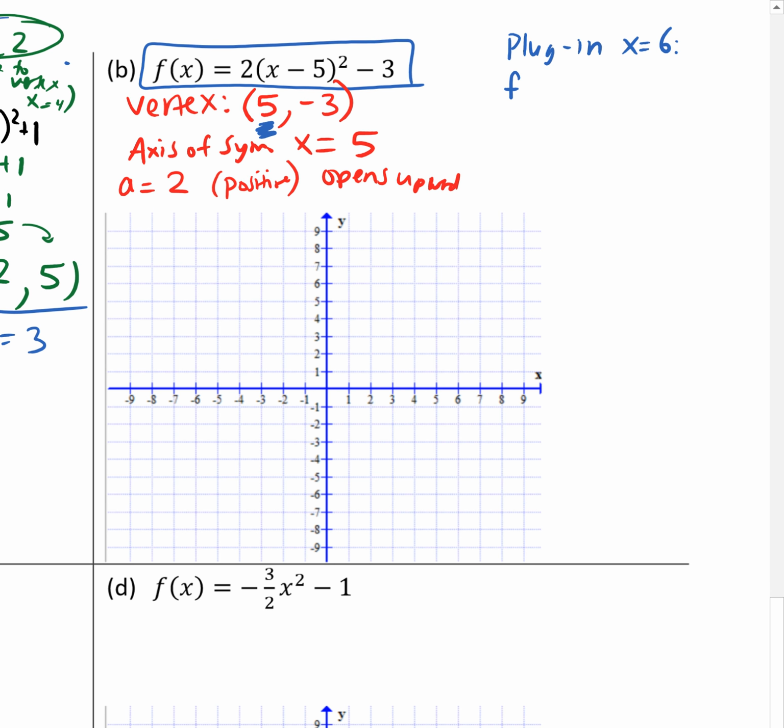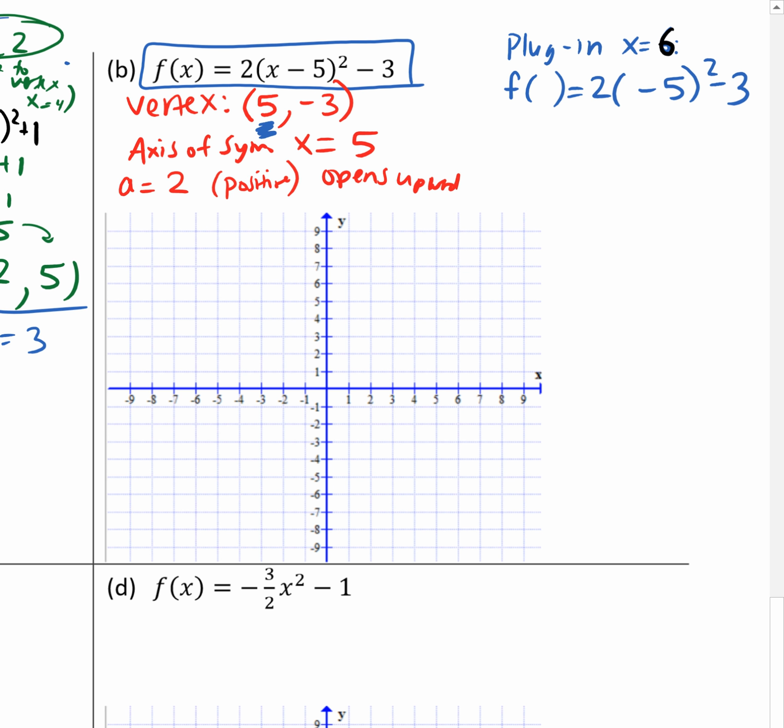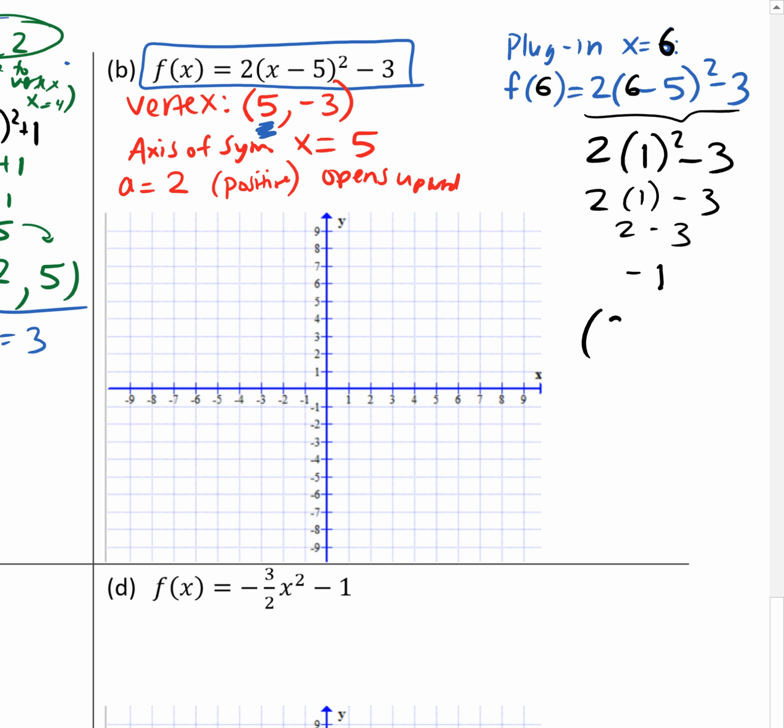The function is f of x equals 2 times x minus 5 squared minus 3, but I'm putting a 6 in there. Let's see. Alright, and we'll simplify this guy. That's 2 times 6 minus 5 is 1 squared minus 3. And 1 squared, of course, is 1. 2 times 1 is 2. 2 minus 3 is negative 1. Okay, there it is. So we chose an x value of 6 to plug in, and we got negative 1 back.